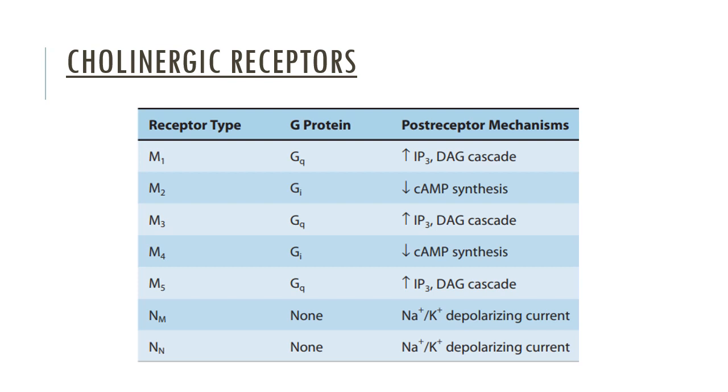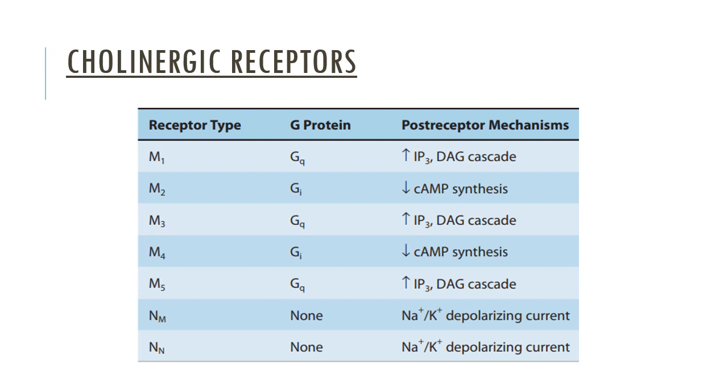One is NM. M over here means at muscular level, at the motor end plate. So G protein is not involved over here, you see, NM. At the motor end, neuromuscular junction, no G protein involved. It is the sodium potassium depolarizing current. It is the sodium potassium which is affected, depolarizing current.